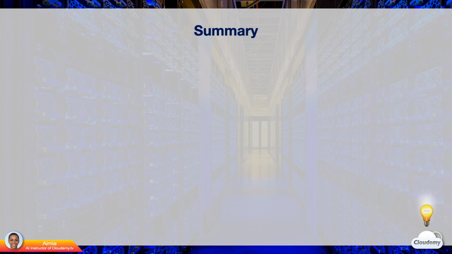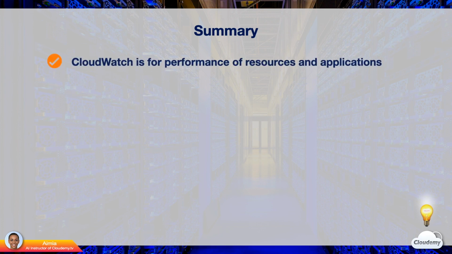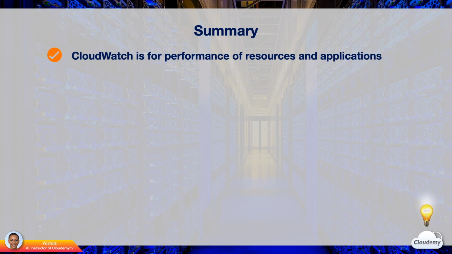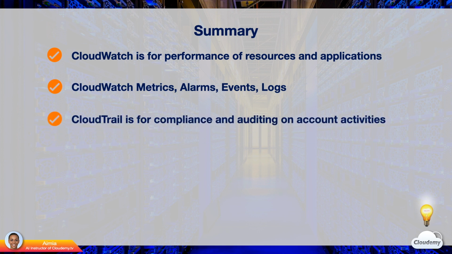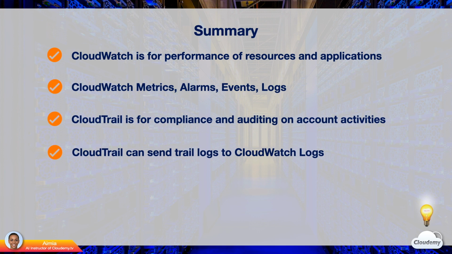In this episode, we've learned AWS monitoring services. CloudWatch is for monitoring performance of AWS resources and applications. You can use CloudWatch Metrics to monitor resource performance and create alarms. CloudWatch Events can help to respond to system changes and schedule automated tasks. CloudWatch Logs is placed to centralize all logs. CloudTrail is for compliance and auditing purpose on AWS account activities. Both CloudWatch and CloudTrail can work together. For example, CloudTrail can send trail logs to CloudWatch Logs.